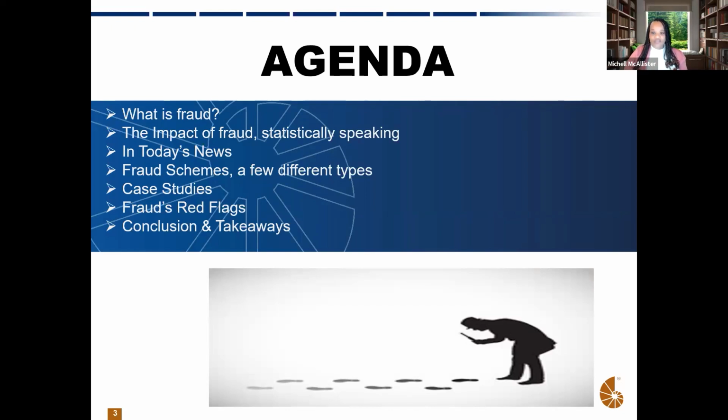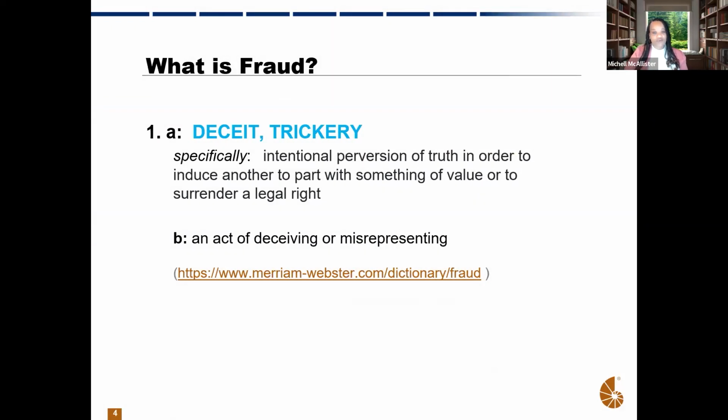So we'll start with, what is fraud? So I love these two words. I am a wordsmith and I love looking up words in the dictionary. I'm a nerd.